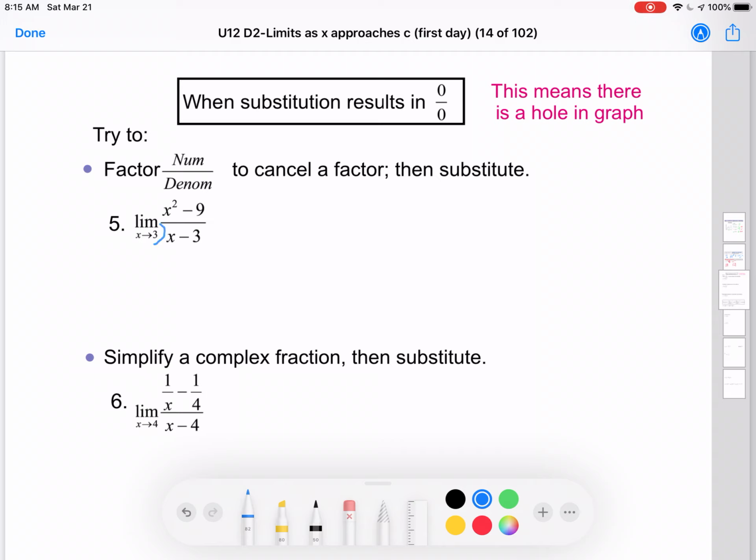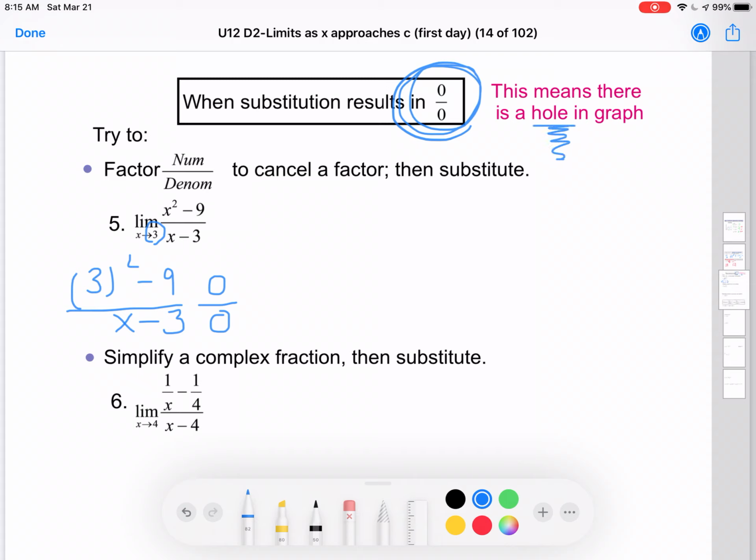I'm going to take this 3 and I'm going to replace it in. So if I replace in 3, I wind up with 3 squared is 9, minus 9, I get 0 on the top, and 3 minus 3 is 0 on the bottom. If you get 0 over 0, this means that there's a hole in the graph.